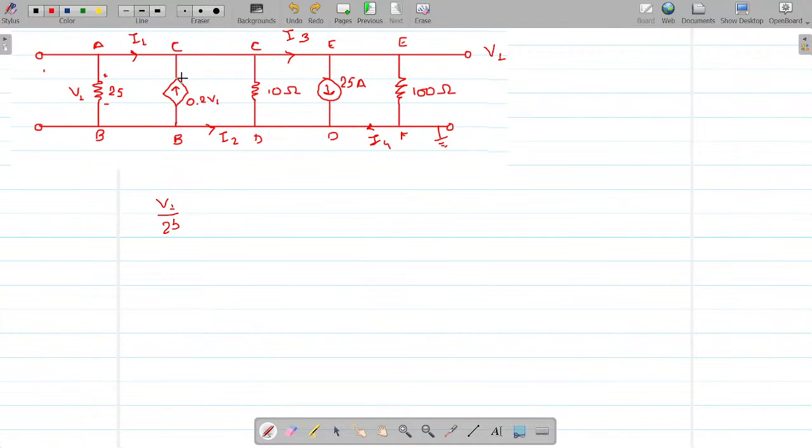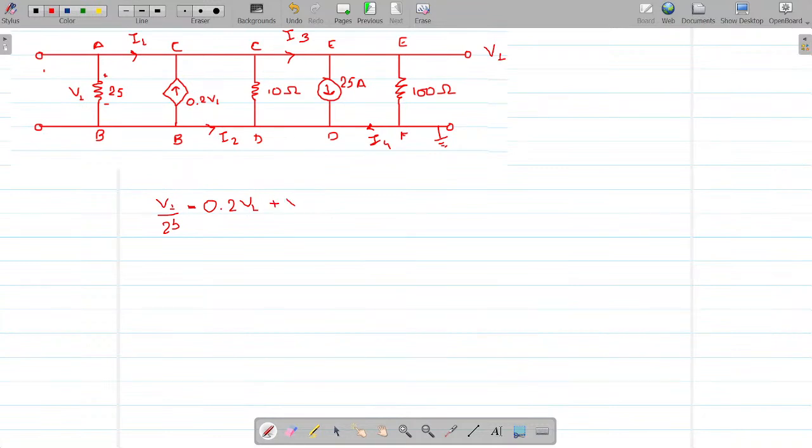So this is 0.2 V1, but it is not outgoing. It is incoming to the node. So how will I represent it? I will represent it as minus, because it is an incoming current, minus 0.2 V1. If 0.2 V1 current is going into this network, can I say minus 0.2 V1 is exiting the node? It's the same thing. It is all about the convention, right?